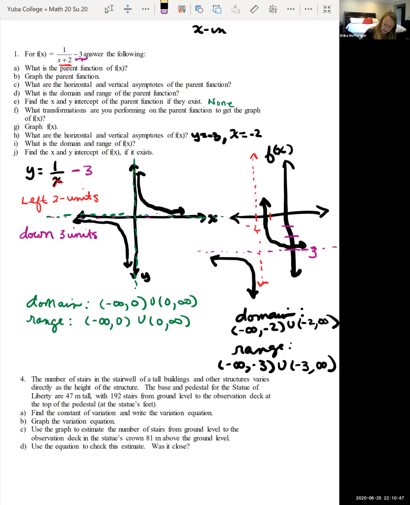So x-intercepts, again, is when y is equal to 0. So I'm going to set my f of x, y, equal to 0. So we have 0 is equal to 1 over x plus 2, minus 3. So I notice I could add 3 to both sides. So doing that, we get 3 is equal to that fraction 1 over x plus 2. I can clear my fraction by multiplying x plus 2 on both sides of my equal sign.